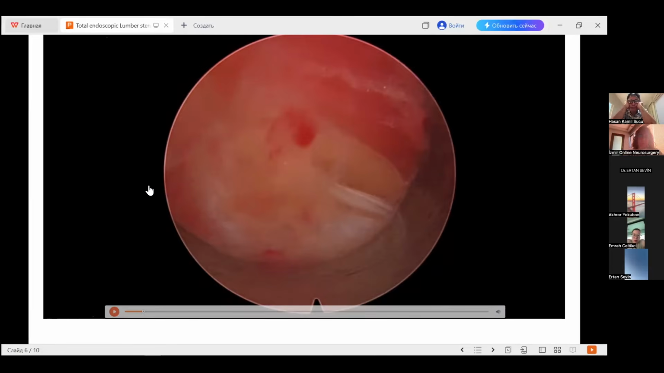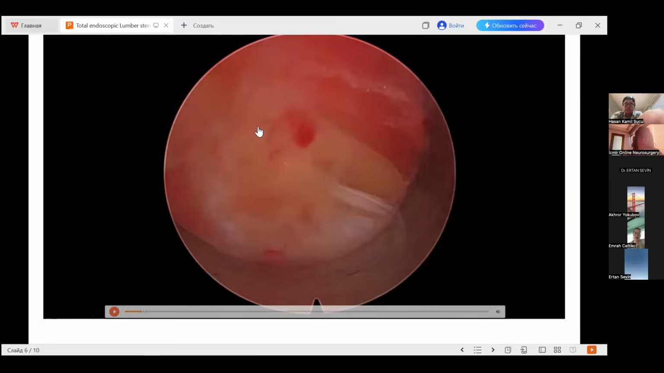This is the cranial side, left; this is right, the caudal side. 12 o'clock is medial, 6 o'clock is lateral. It's the facet joint. Here we can see the interlaminar space. This is lamina. First, we have to remove lamina in the laminar junction.